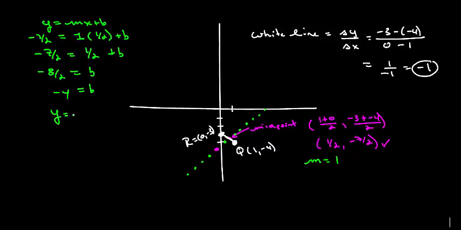So y is equal to m, which is 1, so 1x, or just x, minus 4. And so this line, any point on this line, is the same distance from R as it is from Q.